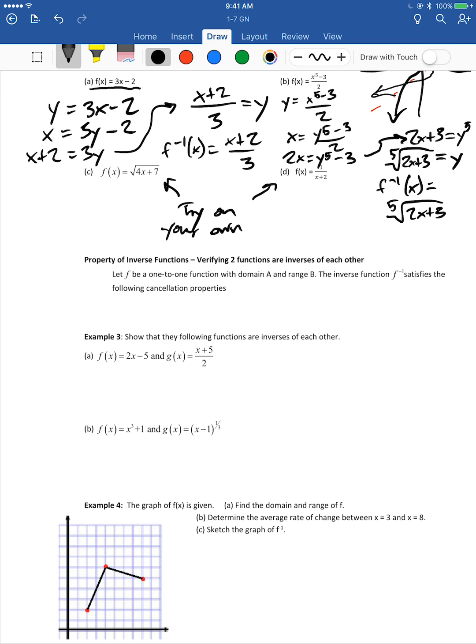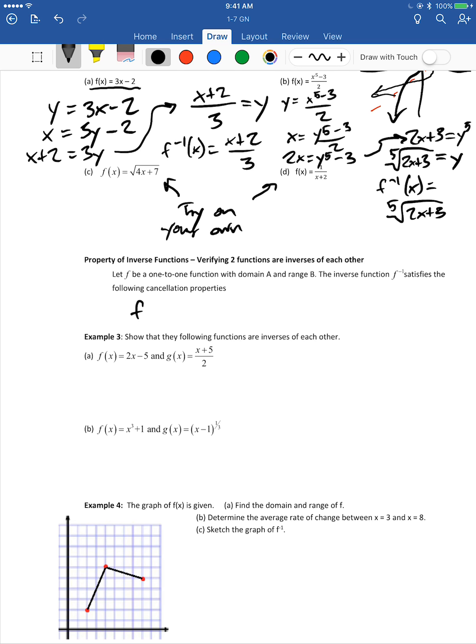So that's finding the inverse of a function. Not too bad. Let's talk about some properties of inverse functions, or making sure, verifying, that two functions are in fact inverses of one another. So let f be a one-to-one function with domain A and range B. The inverse function, f inverse, satisfies the following two cancellation properties.